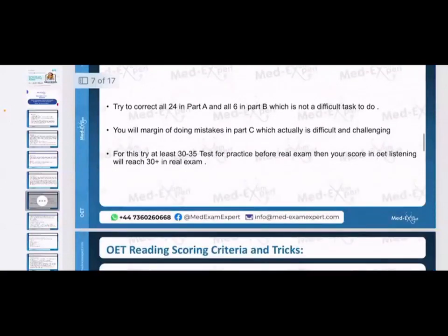So no doubt, I truly know that, because aspirants tell me that part C is very difficult, and I agree with them. It is the most difficult and the most challenging. So if you think that you are unable to do part C, then definitely you must do part A and part B all correct. For this, try at least 30 to 35 tests for practice before the real exam. Then your score in OET listening will reach 30 plus in the real exam.